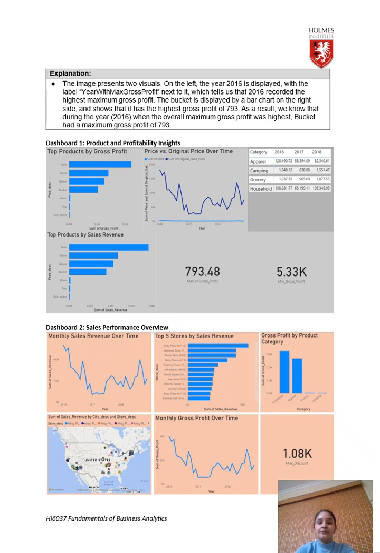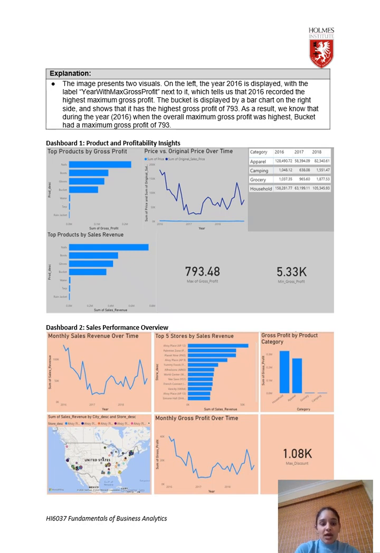Now we have three dashboards, dashboard 1, 2 and 3. Let's explain dashboard 1. So dashboard 1, product and profitability insights. And there are different graphs like line graph and bar graph in this dashboard. The dashboard focuses on the product level performance and the pricing over time.